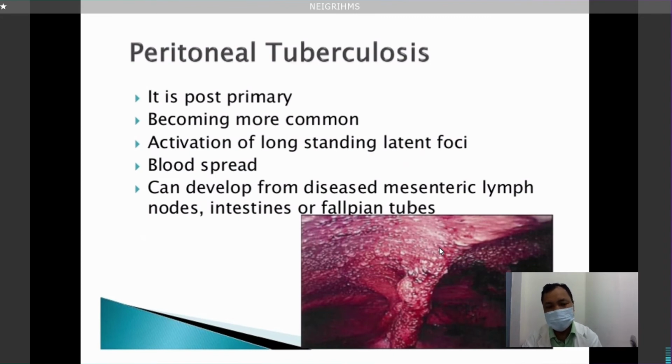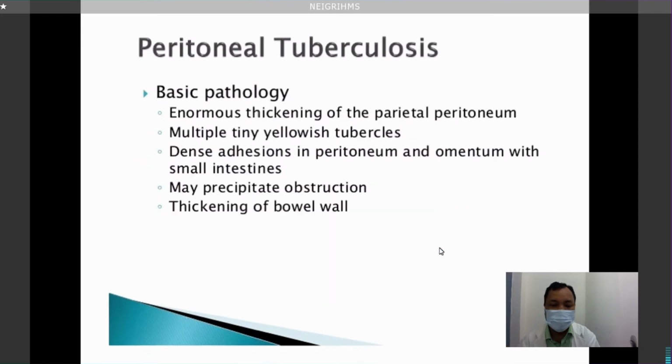Like you can see here, this is a case of peritoneal tuberculosis. These types of patients can basically be managed with medications.